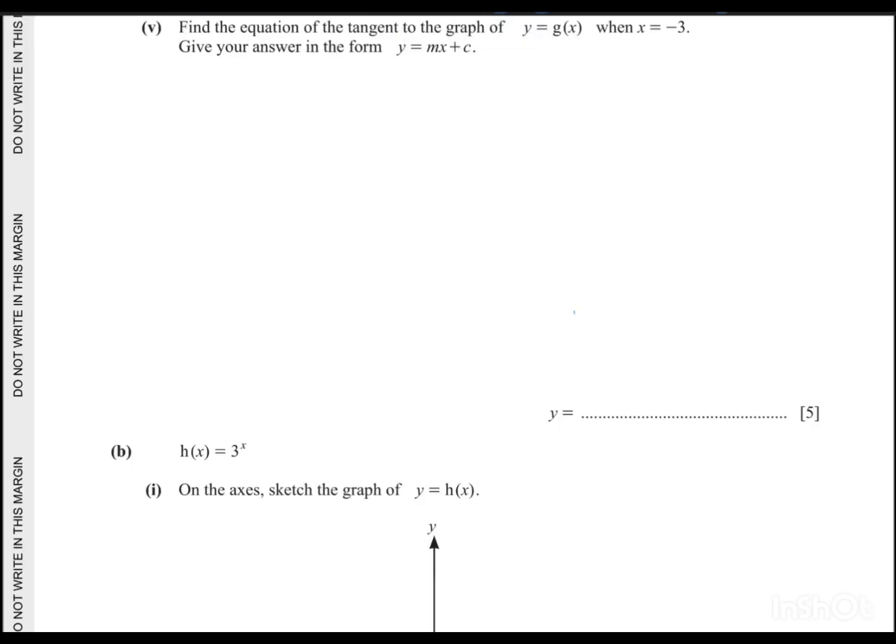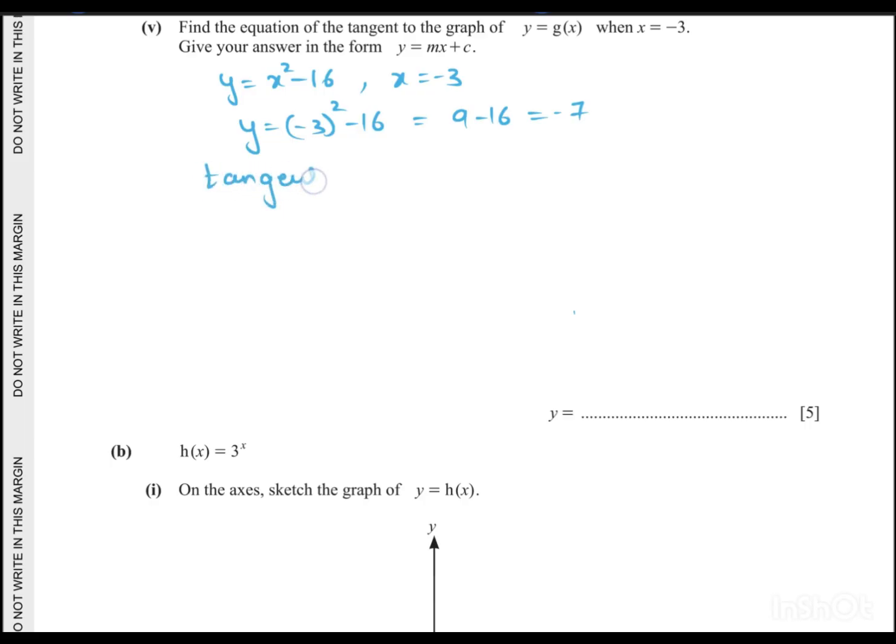Question 5. Find the equation of the tangent to the graph y is equal to g of x when x is equal to minus 3. Give your answer in the form of y is equal to mx plus c. Now first of all, what is the equation of the graph? y is equal to x square minus 16 because g of x is x square minus 16. They gave us x is equal to minus 3. So what will be y? y is equal to minus 3 whole square minus 16, that is 9 minus 16, that is minus 7. So the tangent is drawn at point.